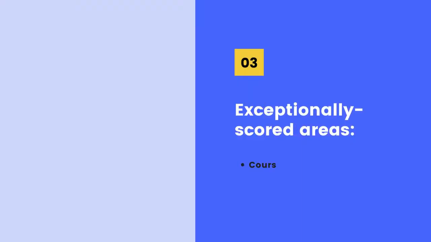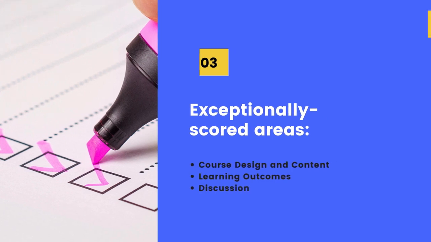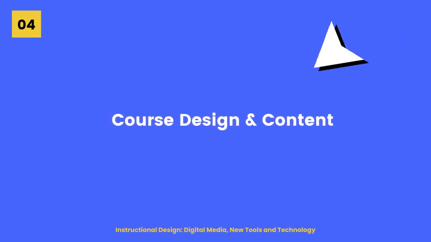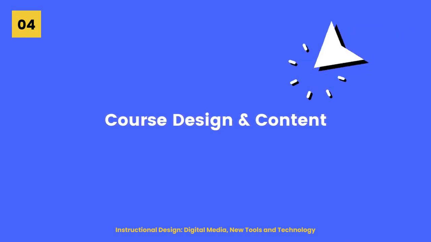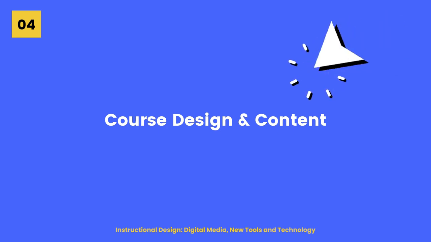improve it. According to the scorecard categories, the following areas of the course scored exceptionally: course design and content, learning outcomes, and discussions. Let's expand on course design and content. First, the course objectives were clear and easy to follow, guiding the learners through an organized journey. Additionally, each segment follows the same structure, making it easy for learners to know exactly what to expect each week.